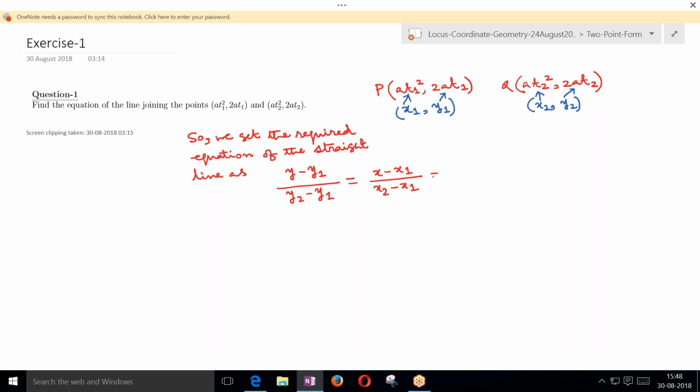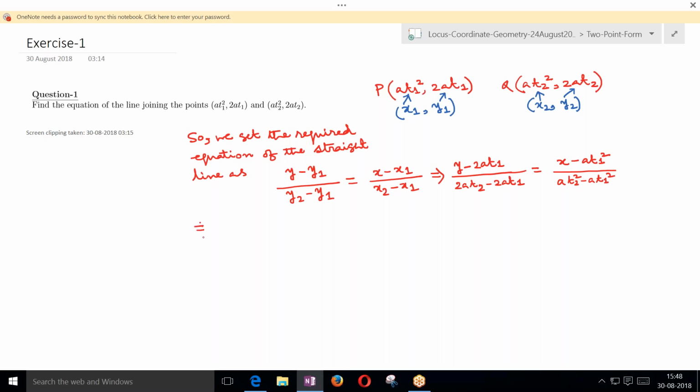So this implies y minus y1. y1 is what? 2at1, divided by y2 minus y1. That means 2at2 minus 2at1. That is equal to x minus x1. x1 is what? at1 square, divided by x2 minus x1, that is at2 square minus at1 square.